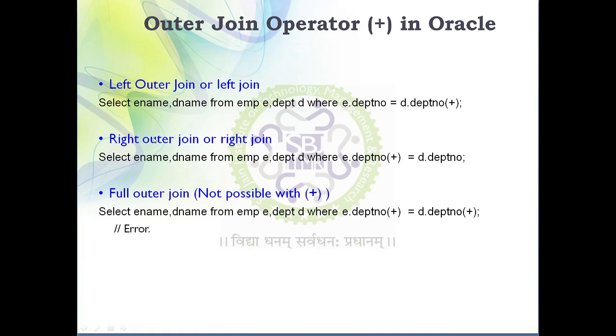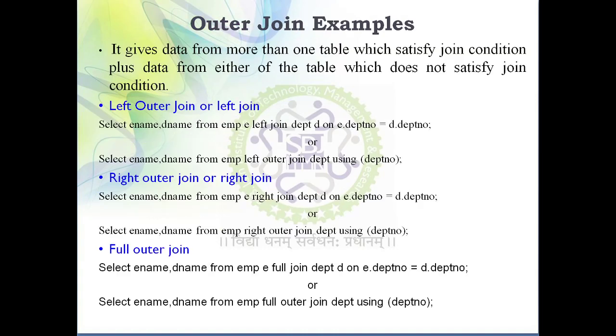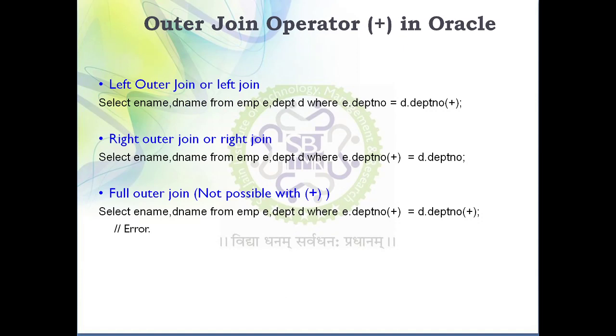So by using the outer join operator, I can do a left outer join as well as a right outer join. But there is another concept of full outer join, so maybe you are thinking of specifying a query like this. Suppose you write a query like this, you will get an error because the outer join operator in Oracle does not support full outer join. It only supports left outer join and right outer join. That's why ANSI standard comes with left join, right join and full outer join. So we'll see all these things with a demonstration in live SQL.